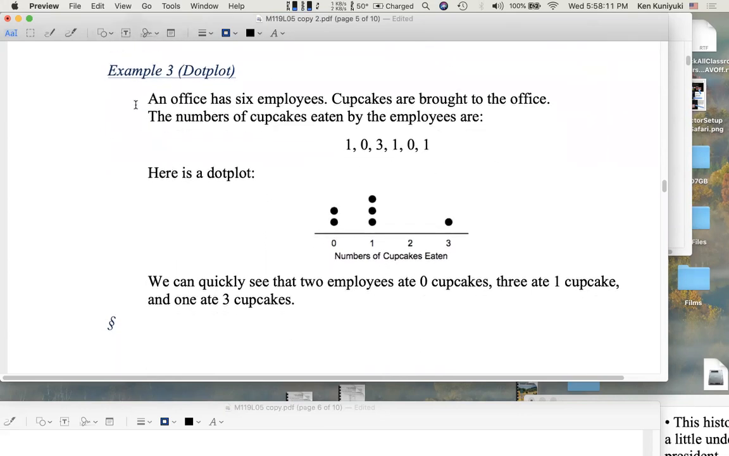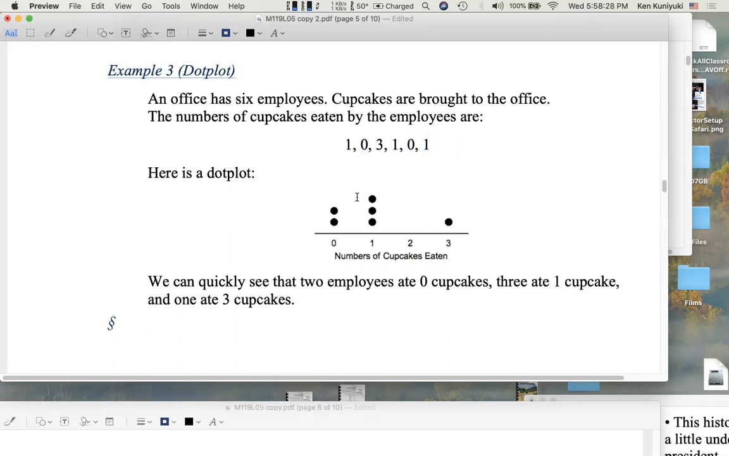An office has 6 employees. Cupcakes are brought to the office, and we count the number of cupcakes eaten by each employee. So a 1, a 0, so someone's on a diet, I guess. 3, someone's very hungry. 1, 0, and 1.